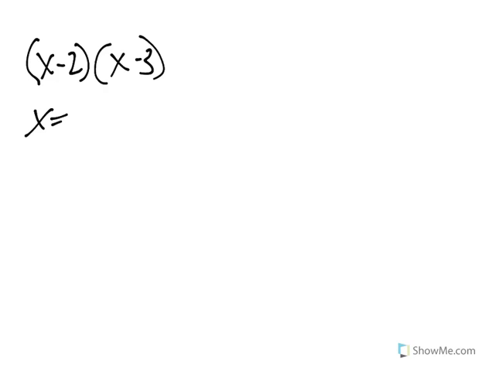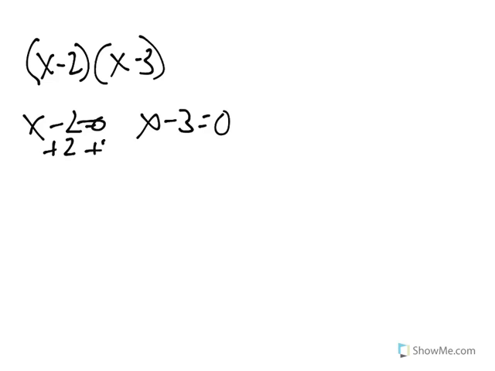So we have x minus 2 equals 0, and then we have x minus 3 equals 0, okay? So you're going to add 2 to both sides, x equals positive 2, add 3 to both sides, x equals positive 3. Okay, great, and then we're done. It's so easy. All the work was already done for you, so you just set the two factors equal to 0 and then solve.